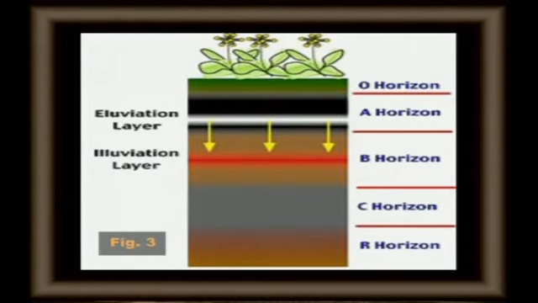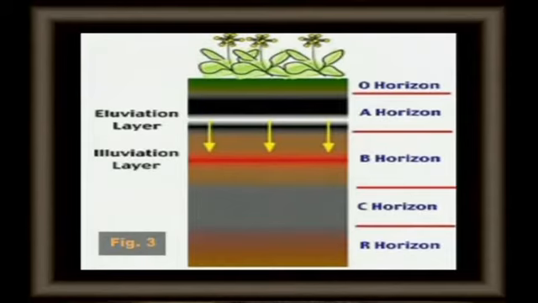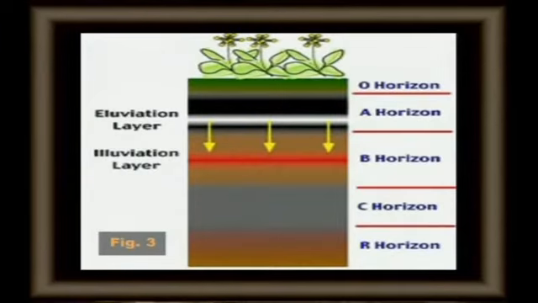The O horizon is the topmost layer of most soils. It is composed mainly of plant litter at various levels of decomposition and humus. The A horizon is found below the O layer. This layer is composed primarily of mineral particles. The B horizon is a mineral soil layer. The B horizon may be colored by oxides of iron and aluminum or by calcium carbonate.